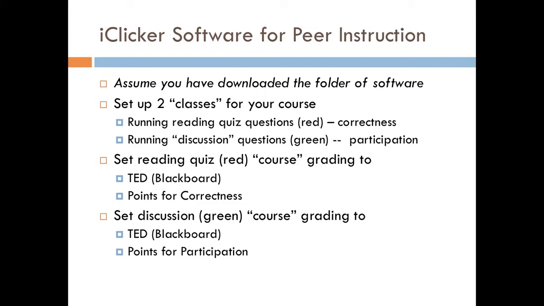The thing that's a little bit odd about what we're having you do is that for every class that you teach with peer instruction, we're actually going to have you set up 2 classes in the iClicker software. And this is because you really are running 2 different kinds of questions in your class. One is the reading quiz questions that you'll ask right at the beginning of class. Sometimes we encourage people to put red rings around those so students understand that they are quiz questions and that, in fact, they have to get them correct to get their points for that.